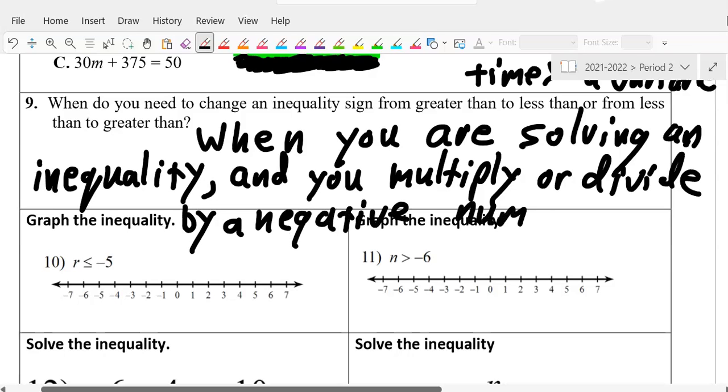Negative number. I hope you all can read that. Yeah? Okay, and I'm going to put a highlighter around negative because people forget that.